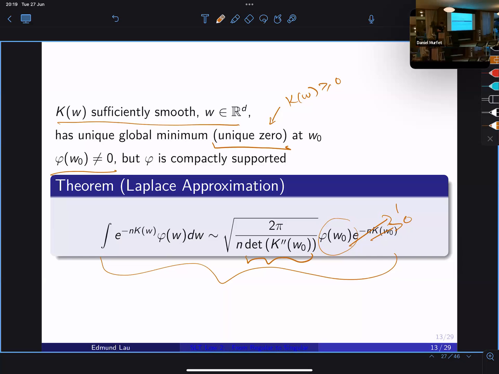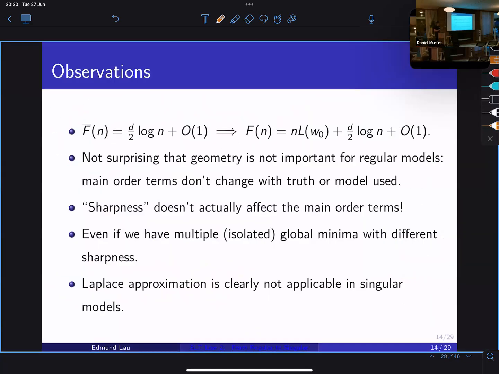So for a regular model, there is also a technical condition where we need phi to be compactly supported. We want to avoid the situation where there is a unique global minimum, but also a sequence of local minima that converge to it. Just a technical condition. So in the cases where Laplace approximation applies, you have your free energy being d/2 log n plus things that are all order 1 that don't depend on n, including the determinant of the Hessian, the curvature part. So this is what we get for our free energy. If you remember the normalization term, this part is the BIC.